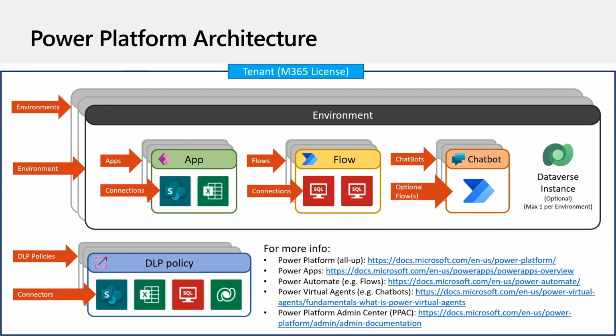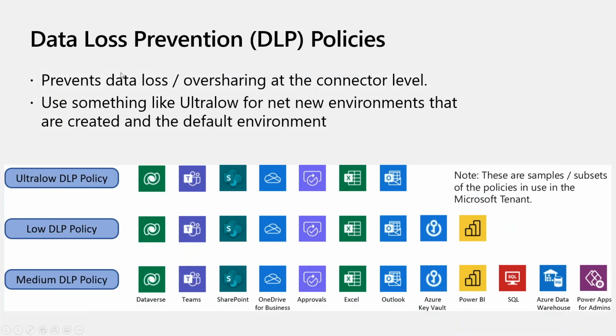So each environment is associated with a data loss prevention policy. These policies define the available connectors and their behavior within that environment. And at Microsoft, we have three main DLP policies to reduce risk and oversharing data from connectors. Our ultra low risk DLP policy has the bare minimum connectors needed by Power Platform and a few additional connectors for approvals, notifications, and so on. We do not include any connectors from the non-Microsoft service and endpoints in our ultra low policy.